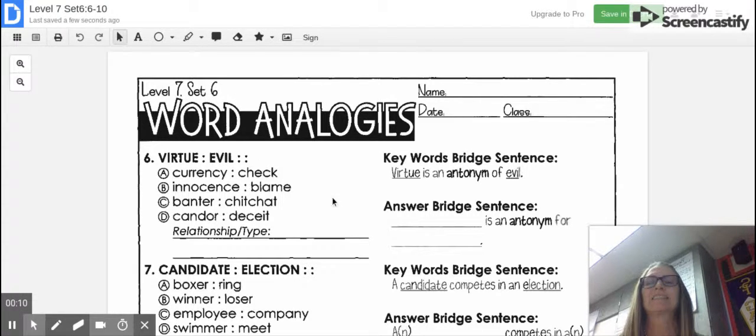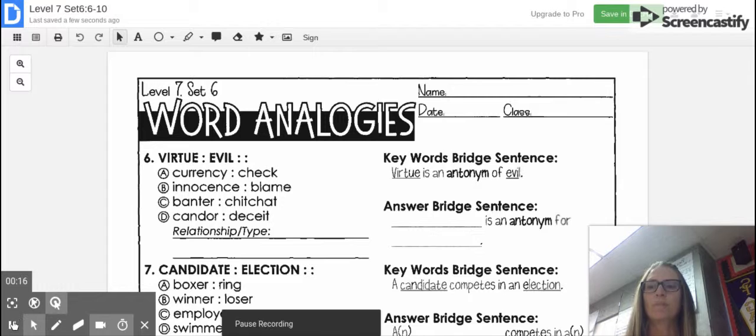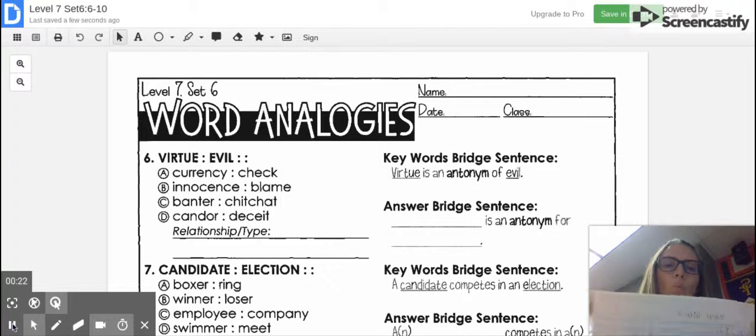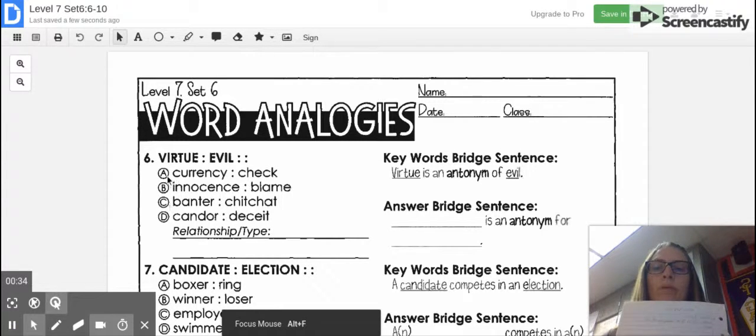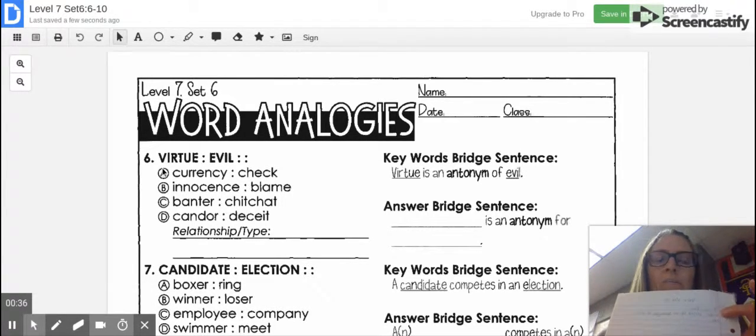We are doing set 6, 6 through 10. So make sure you have your paper set up. Make sure you put WOW, W-O-W, words on Wednesday. We're doing set 6, 6 through 10. Make sure that is right there at the top of your page. And we're going to put number 6 right over here.